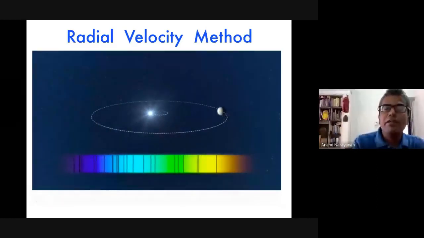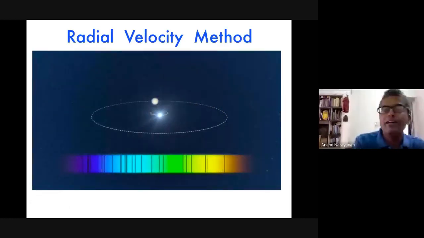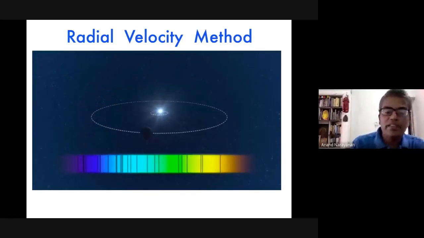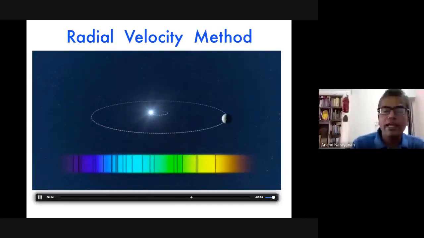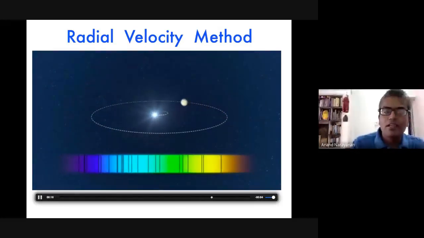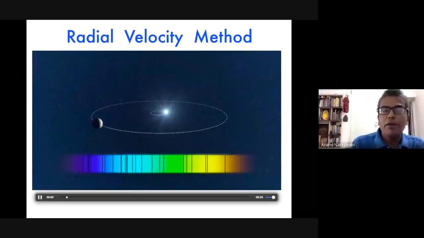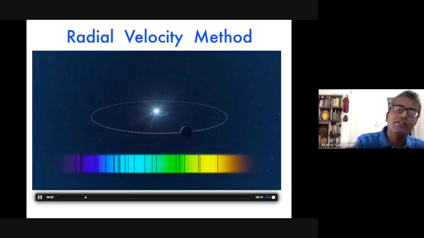This is just an animation. This is not real data. Okay? This is just a hypothetical star-planet system, and you can see in the bottom that the spectral lines are shifting back and forth. When the star is coming towards us, the lines are getting blue shifted, and when the star is going away from us, the lines are getting red shifted.